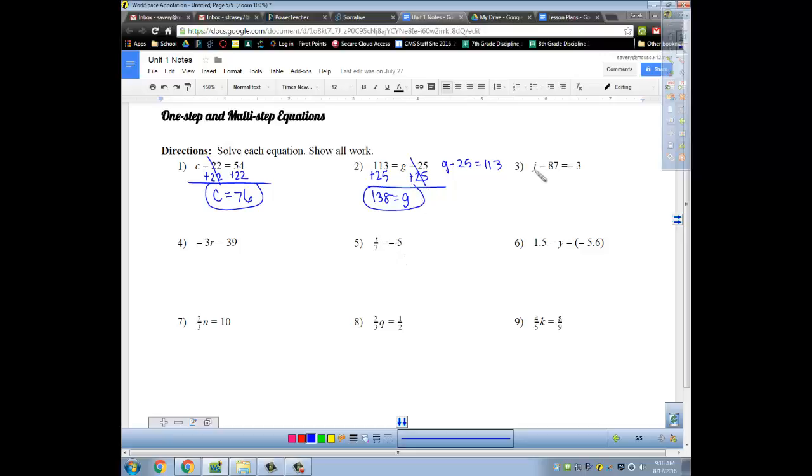Number 3, I want the j by itself, so I'm going to get rid of this minus 87 by adding it to both sides. So we get j equals negative 3 plus 87 is 84.